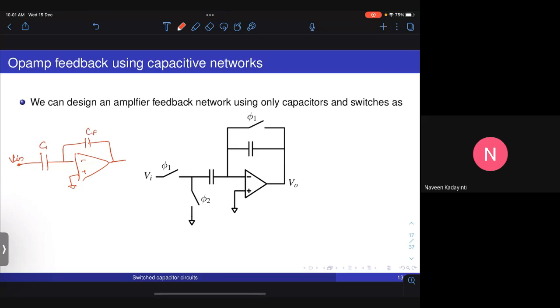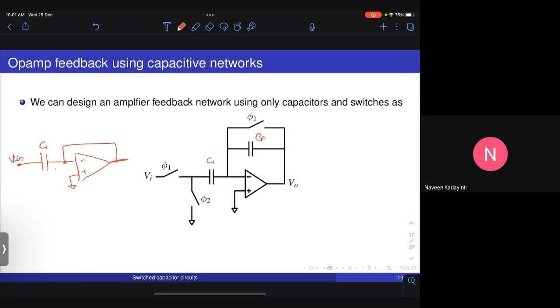CF and C1. Okay. In the next phase, what will happen is CF will be short circuited. So, sorry, this is not right. In the first phase, CF is short circuited, right? Yeah. So what happens in this case?